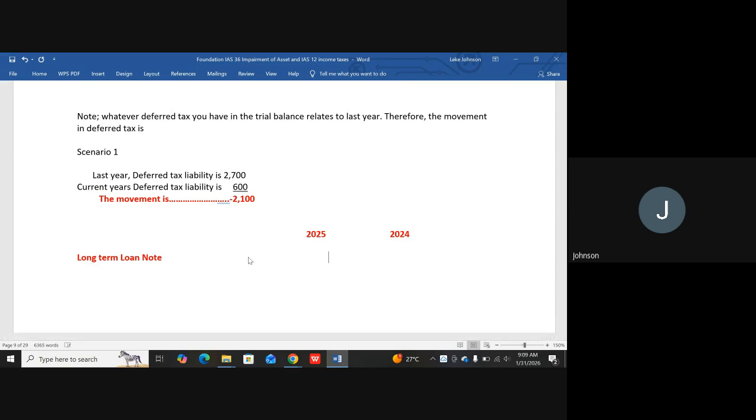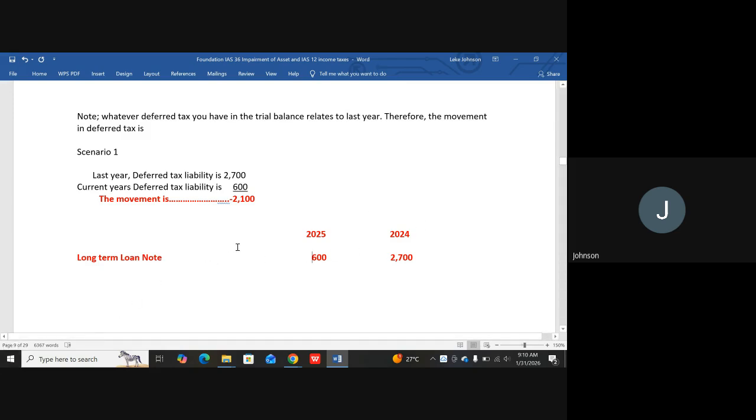So we now come here. Last year we said we have a loan amount in our books of 2,700. This year we are now showing that we are having 600. Please let me ask us, what does this indicate? Does it not indicate that we have paid part of the loan? Because last year is showing a liability of 2,700. However, this year we are discovering that our liability is 600.